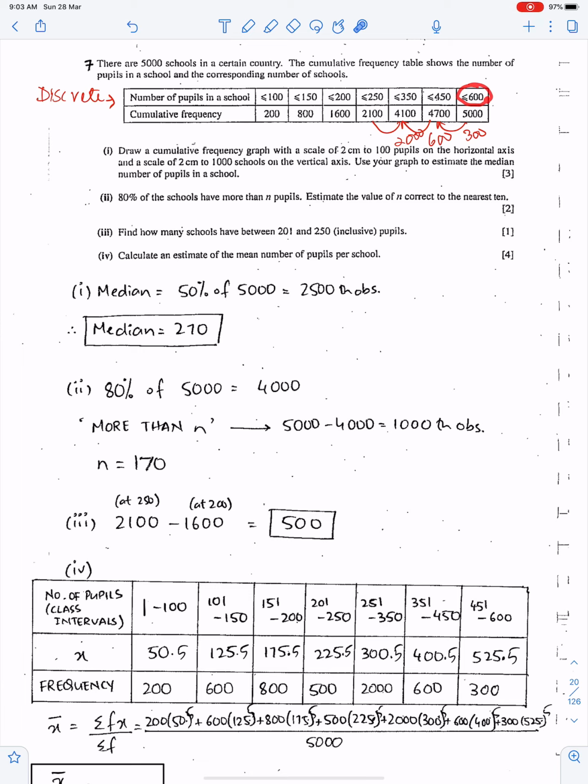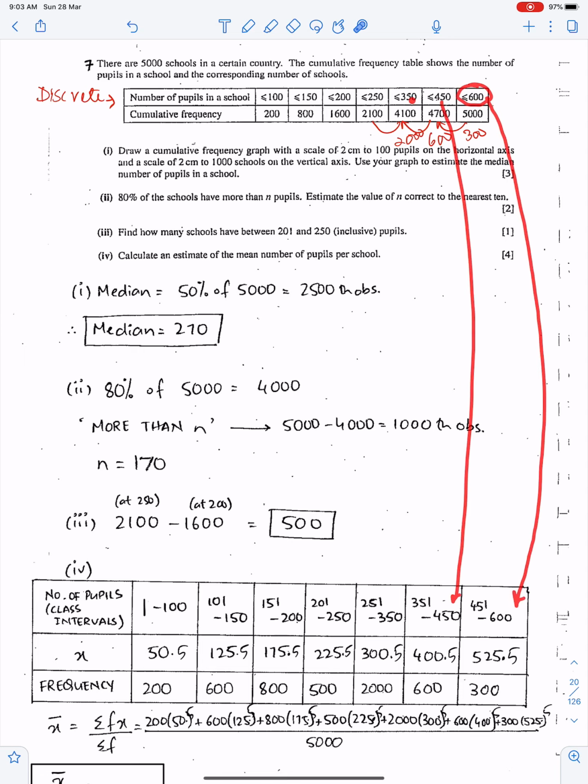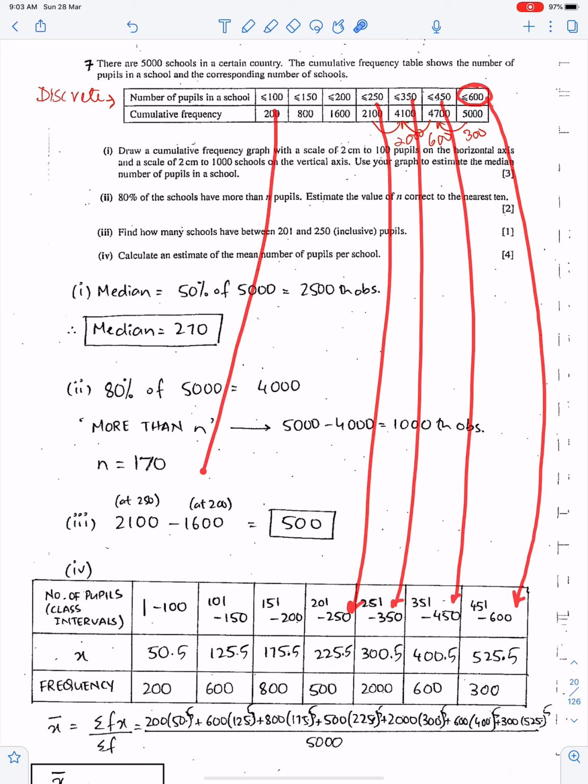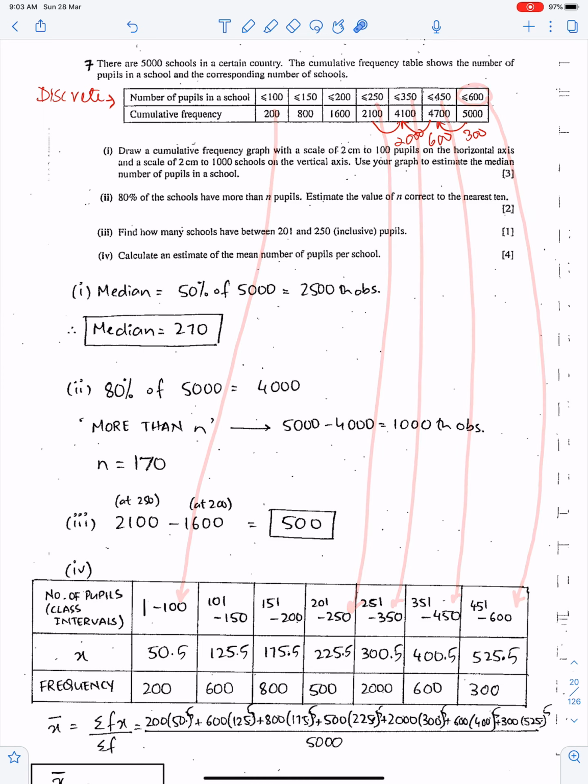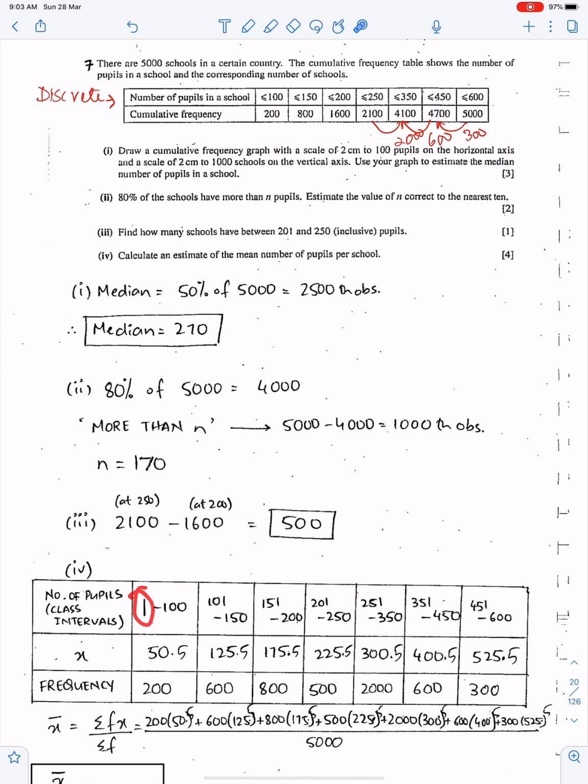these values are inclusive. So we will write the same number here, 600, 450, 350, 250, 100, and the first number must be 1. When these are inclusive, then the first number of the first class interval must be 1. So this is 450 and this is 600. So this number must be 451. This is 350, so this must be 351 because we are making class intervals.